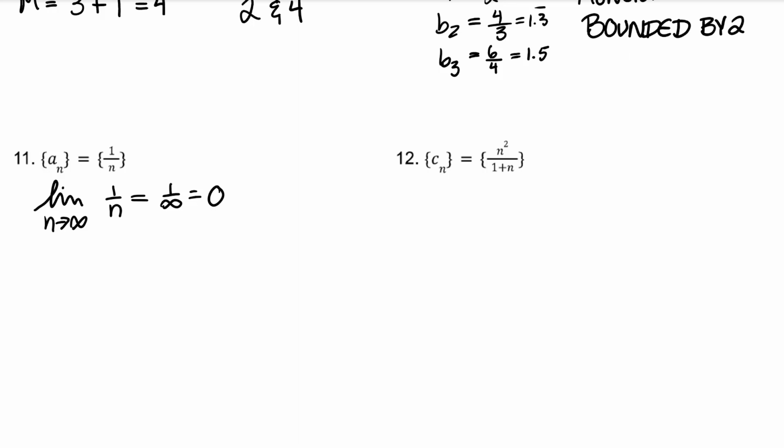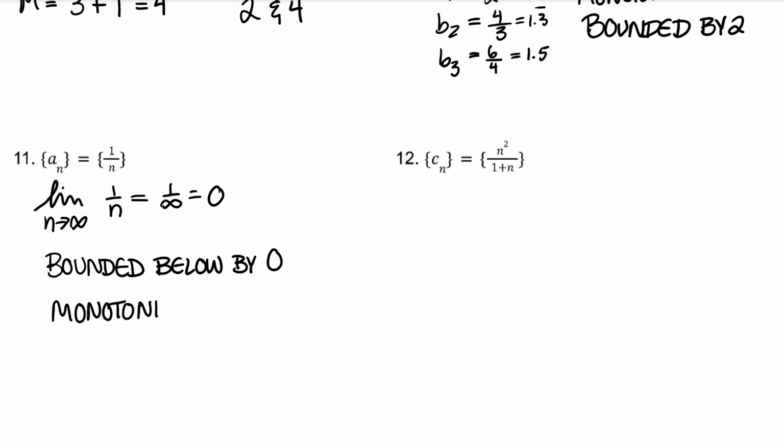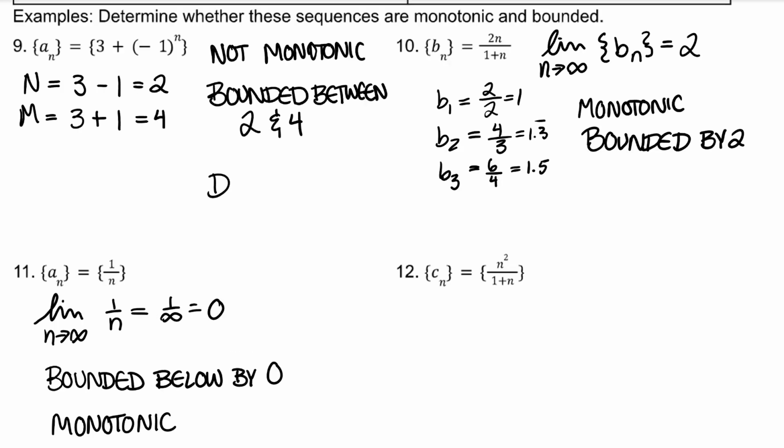Yes, it converges to 0. In fact, our horizontal asymptote is y equals 0. So it is bounded by 0 below. 1 over n, as n approaches infinity, we're approaching 0. This is monotonic decreasing. And remember, if it's monotonic and bounded, then it converges, which would make number 10 a converging sequence and number 9 a divergent sequence.